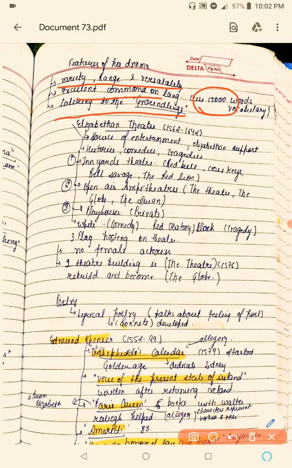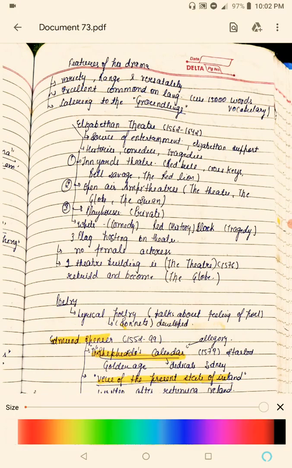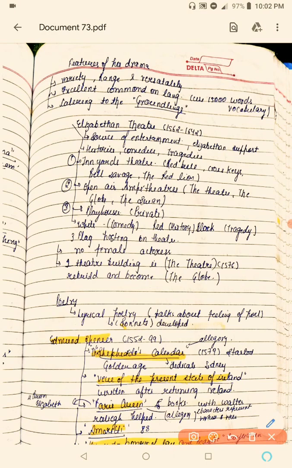Now let's discuss the Elizabethan theatre. The Elizabethan theatre time period was 1562 to 1644. This theatre was a source of entertainment. The Elizabethan government supported this theatre. And histories, comedies, tragedies were performed in theatres.